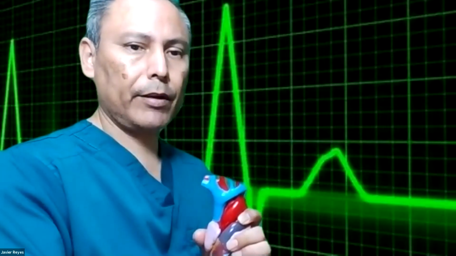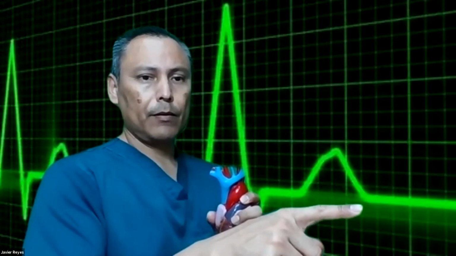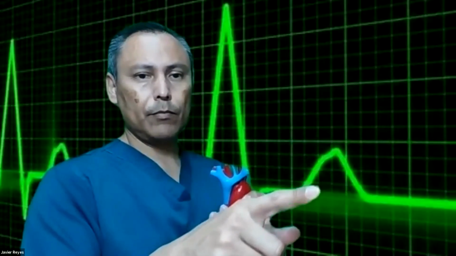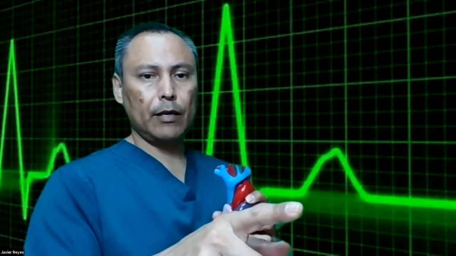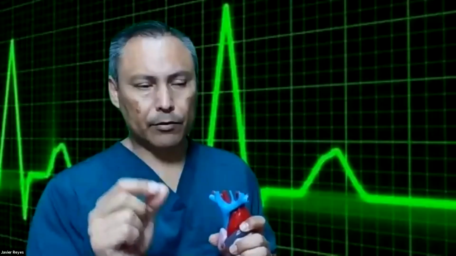The signal is traveling from the SA node, boom, atria are depolarized. Signal continues to travel down, down, down, to the ventricles, the AV node. Right before the ventricles are depolarized, this is what we measure from here to here, PR interval. You got it? Yes. Okay, so it's going to be constant. Remember, that's another key fact. The PR interval should be constant.